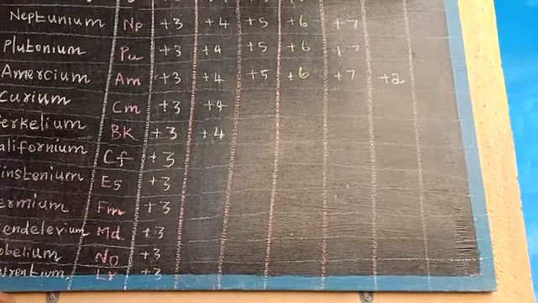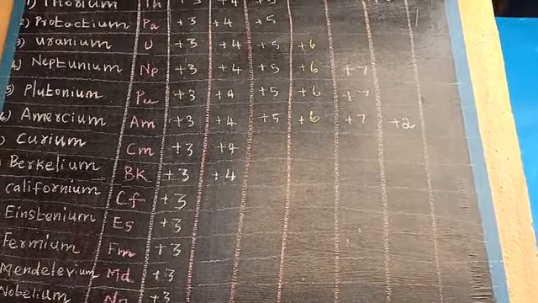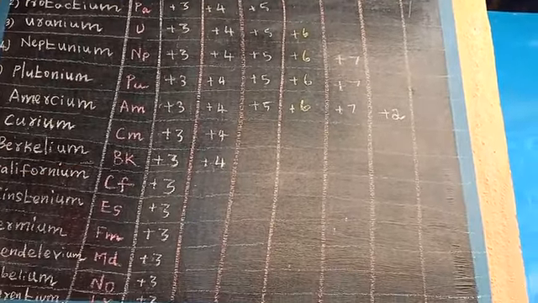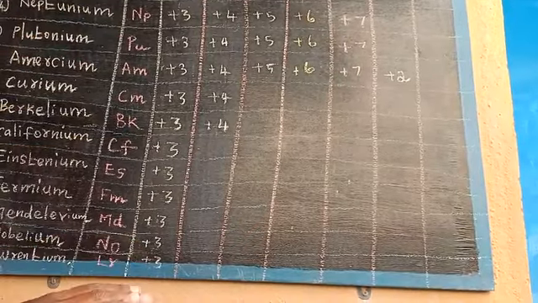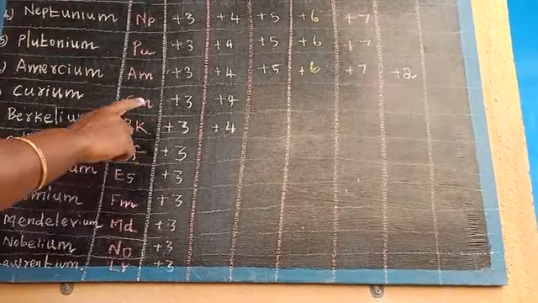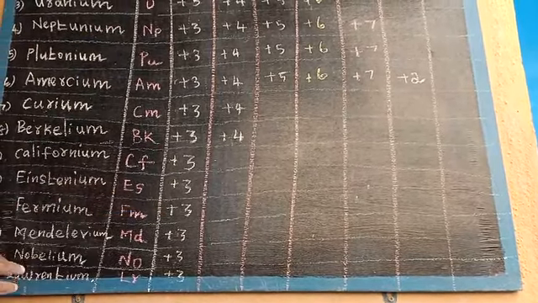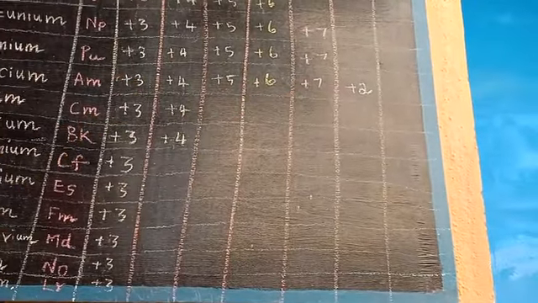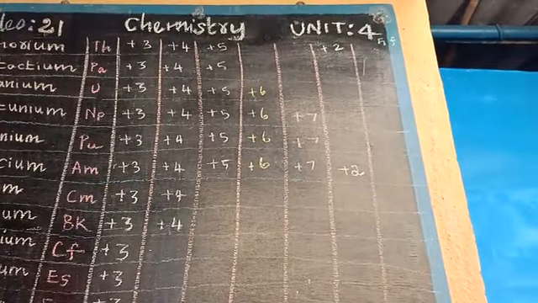Here also, in the actinoid series of 14 elements, they exhibit different oxidation states, but +3 for everyone. So we say the common oxidation state for actinoids is +3. Among these, the highest one is +7, so the maximum oxidation state is +7.